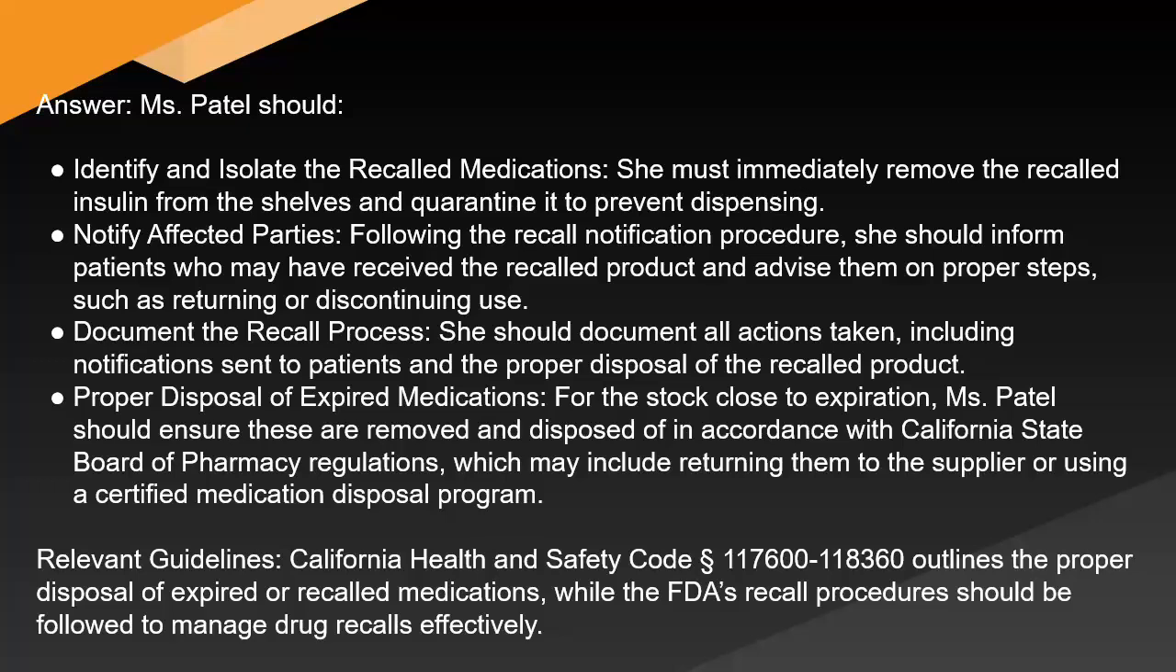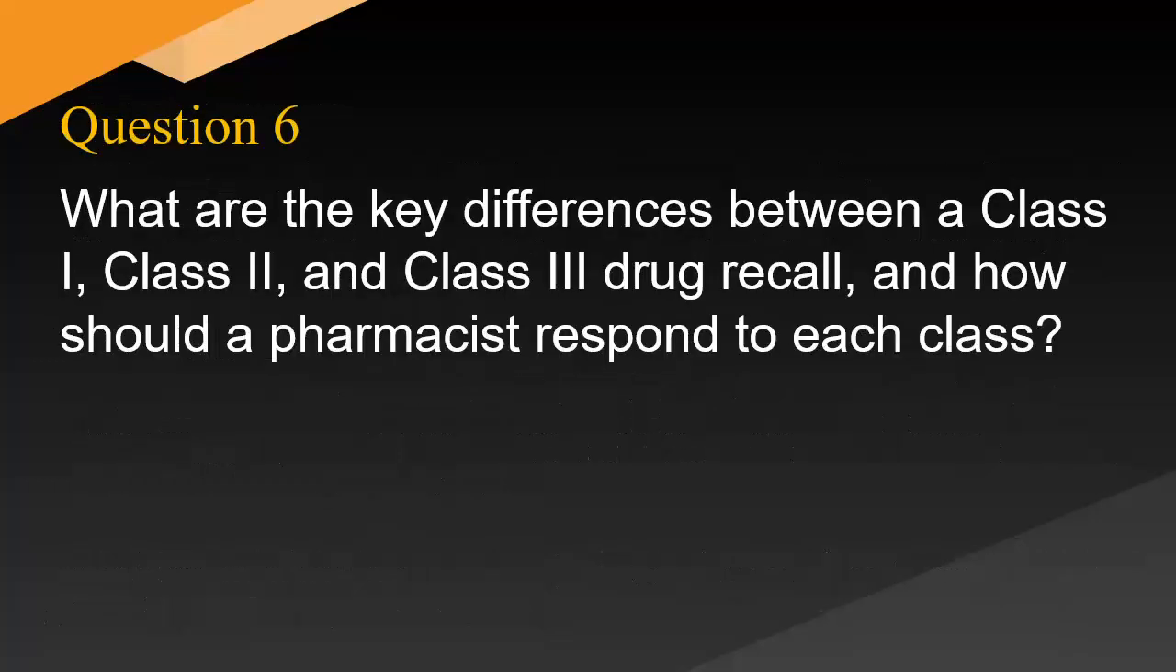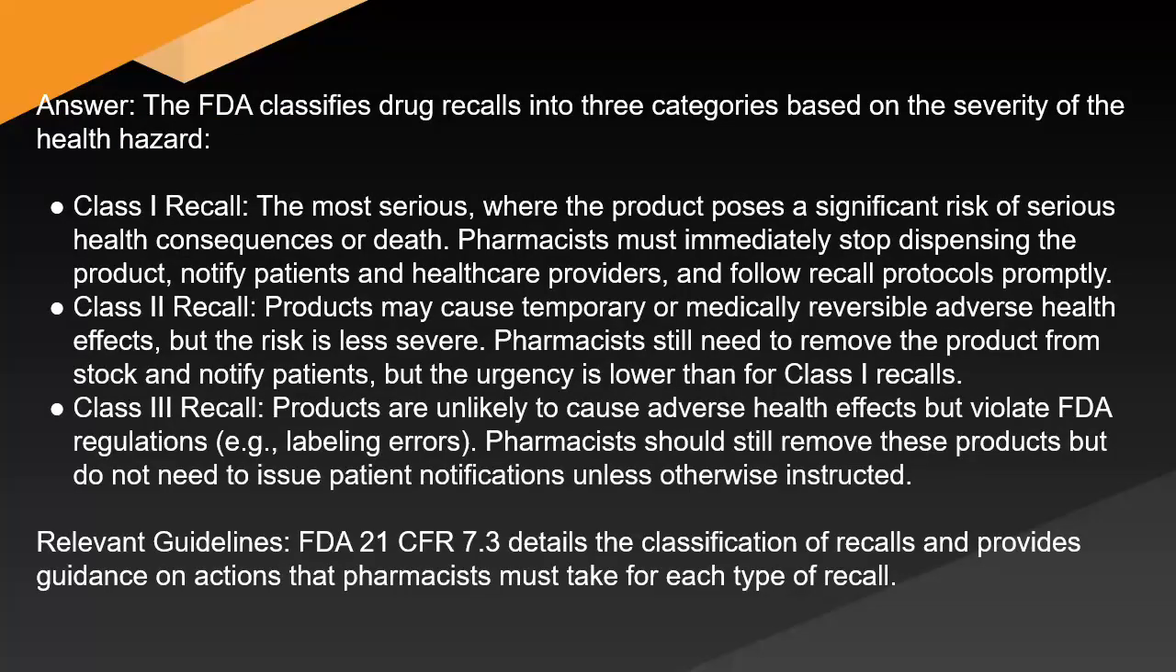drug recalls effectively. What are the key differences between a Class I, Class II, and Class III drug recall, and how should a pharmacist respond to each class? Answer: The FDA classifies drug recalls into three categories based on the severity of the health hazard. Class I recall: the most serious, where the product poses a significant risk of serious health consequences or death. Pharmacists must immediately stop dispensing the product, notify patients and healthcare providers, and follow recall protocols promptly.